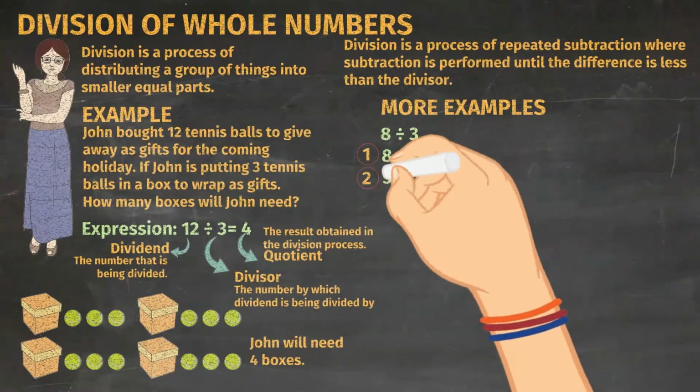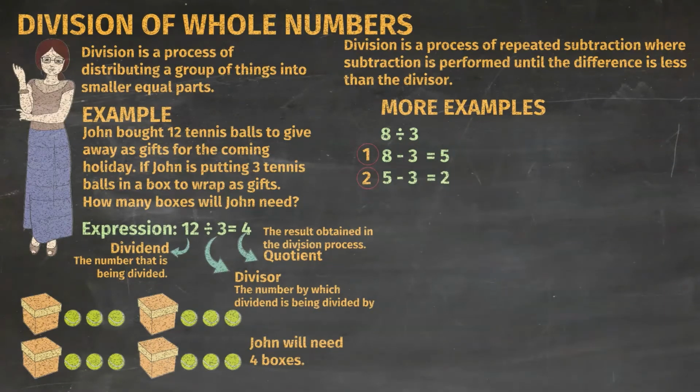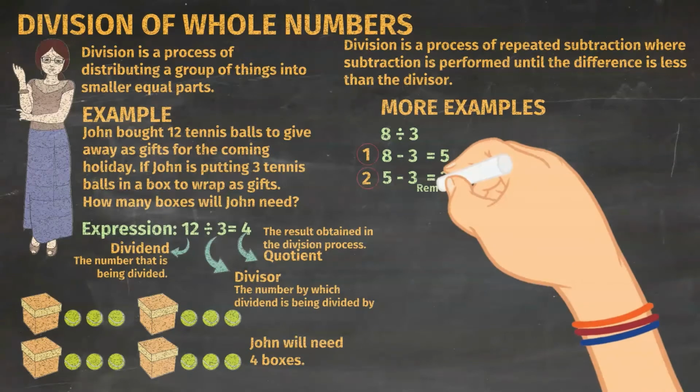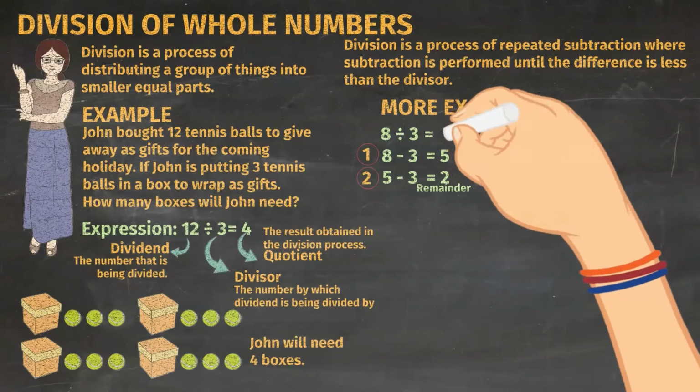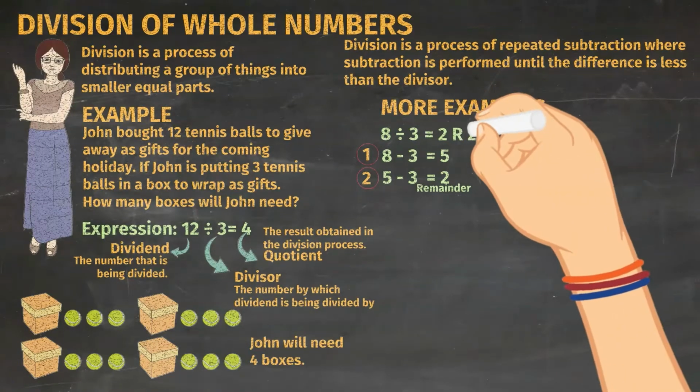5 minus 3 equals 2. 2 is already less than 3, and the subtraction stops here. 2 then becomes the remainder. How many 3s did we take? The answer is 2, remainder 2. 8 divided by 3 is therefore equal to 2, remainder 2.